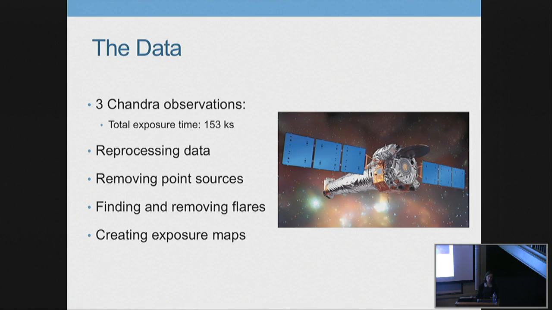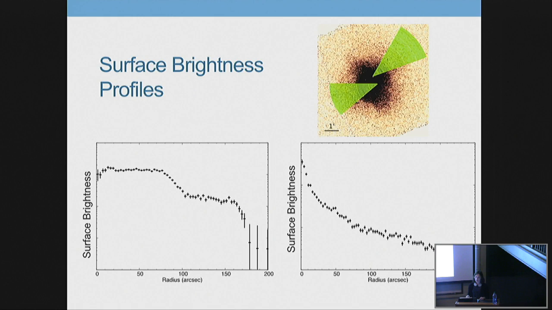To work with this data, I had to reprocess it, remove point sources, and find and exclude the contaminated intervals of the exposure time due to flares. And I also had to create exposure maps in order to account for vignetting effects. So the first thing I did was to look into these discontinuities and confirm their presence and their magnitudes.